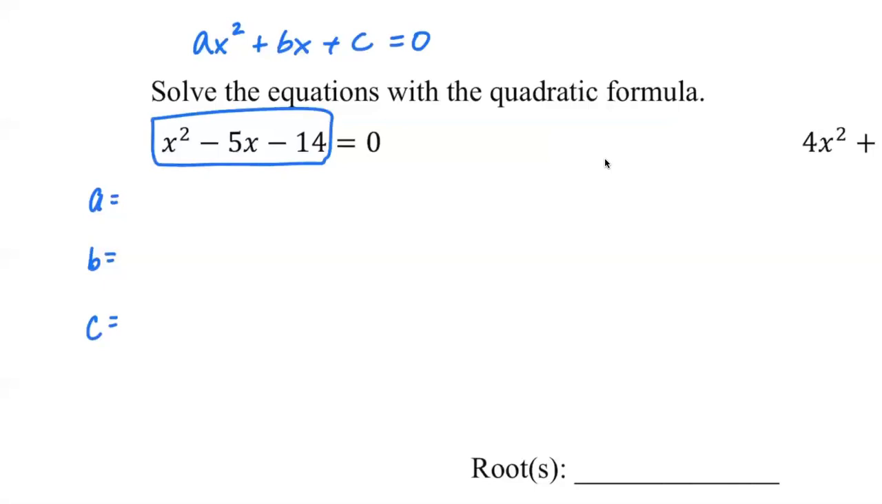Now I'm going to give you a moment, and could you go ahead and try out the a, b, and c values? Write them down on your paper. What are the a, b, c values? All right, so are we good? Ready? So the a value is 1, the b value is -5, and the c value is -14.